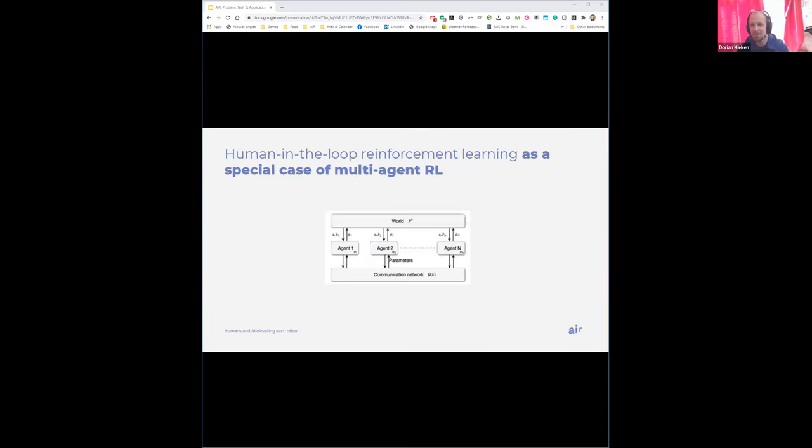And the way we're thinking about the problem is a bit more complex. We're thinking about it as a special case of multi-agent reinforcement learning. And why I'm saying a special case of multi-agent reinforcement learning is because some of these agents happen to be humans that are acting as agents. This is really how we're formalizing the problem.